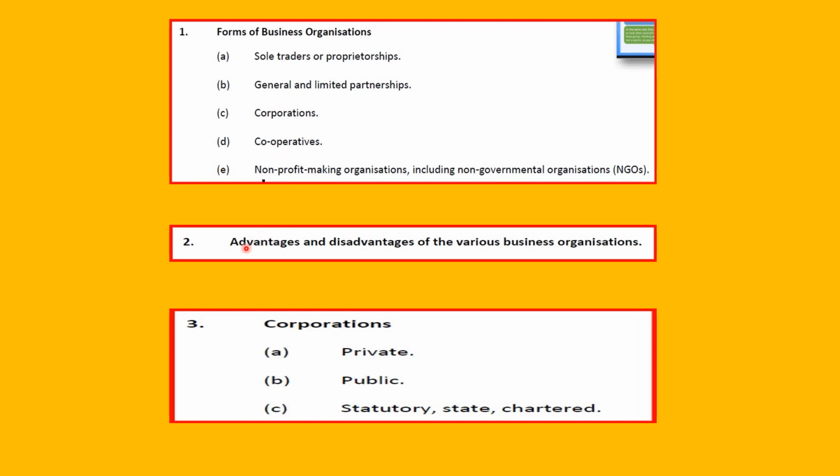Then the advantages and disadvantages of various business organizations. They can ask you them singly by themselves. And we have a section on corporations where we deal with corporation by itself. We deal with private corporation, public corporation, statutory, state chartered. Okay?